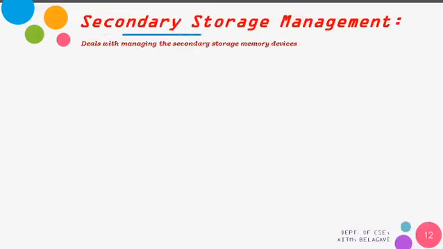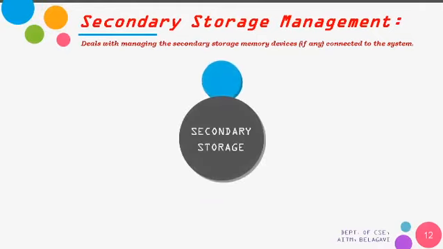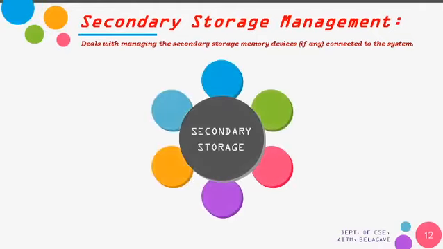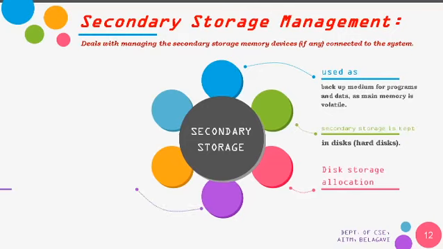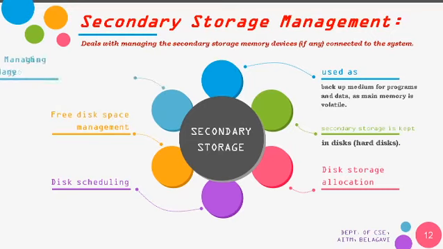Now going to secondary storage management. It deals with managing the secondary storage memory devices connected to the system, if any, and it is used as a backup medium for programs and data, as the main memory is volatile. Secondary storage is kept in a disk or hard disk, and it covers disk storage allocation, disk scheduling, free disk space management, and managing the secondary storage. So secondary storage management deals with these tasks.